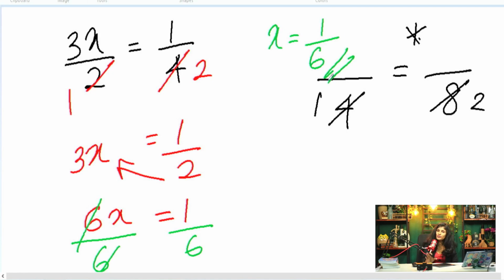Here, there is no need to convert the answer into a decimal value because these are fractional equations. So, you can just keep your answer in the form of a fraction. Okay, that's it.